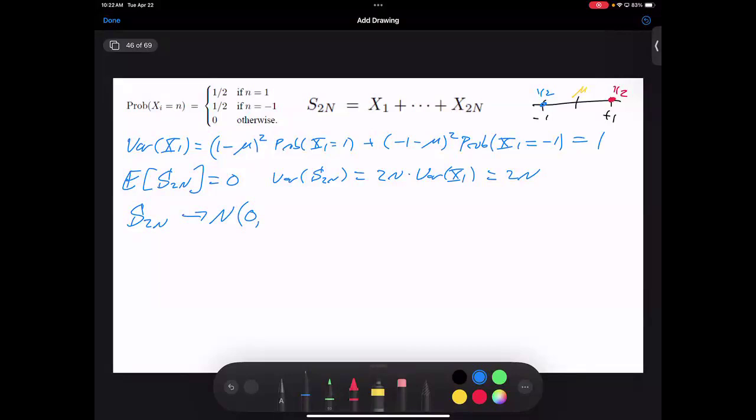0. And what should the variance be? Whatever normal it's converging to, it has to have the same variance as S2n. What's the variance of S2n? 2n. So it would have to be converging to that. Or I could study S2n over 2n, so that would be the average, subtract off the mean, and then divide by the variance of S2n over 2n. And again, I can calculate that without too much trouble.